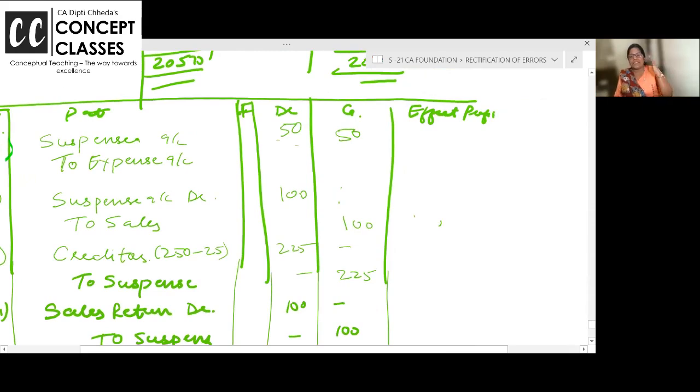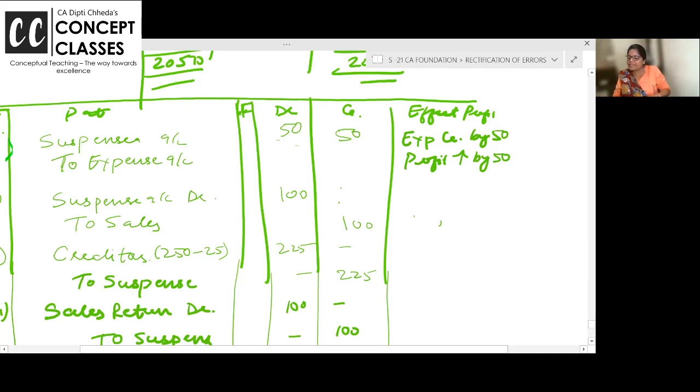See, you have done suspense to expense. So you have reduced the expense. You have reduced the expense by 50. If the expense is reduced by 50, what will the profit be? It will increase. Expense credit by 50, profit increases by 50. Are you understanding? After passing this entry, what will be the impact on profit? So if you reduce expense, the profit will increase.